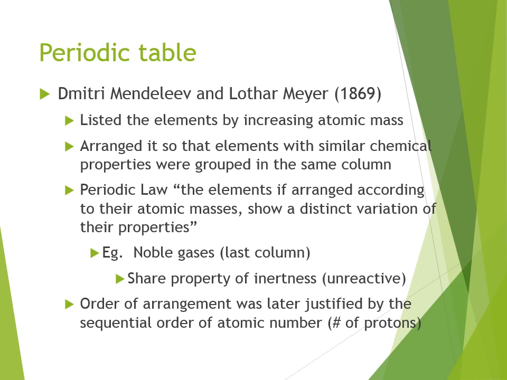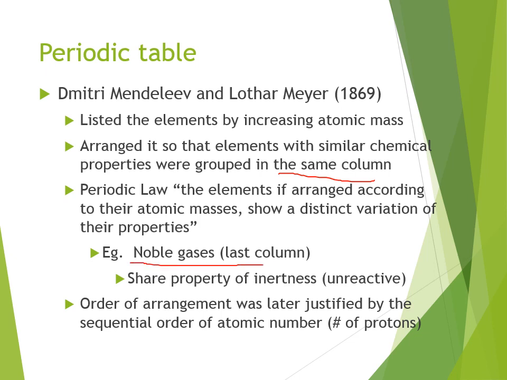Now the periodic table is listed by increasing atomic mass. So if you're looking at a periodic table, you'll know it goes in order of the number of protons and the order of the atomic mass. It's also arranged so that elements with similar chemical properties are grouped in the same column, and we'll look at that more closely as we go on.